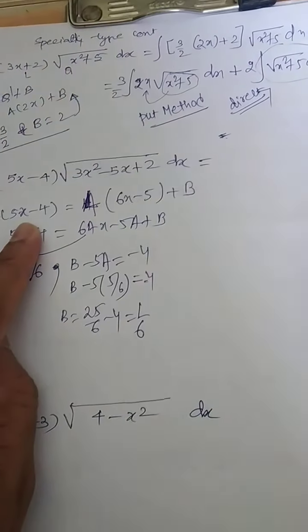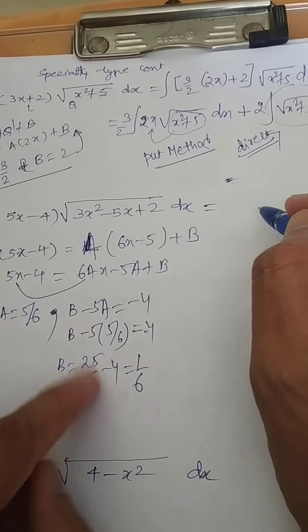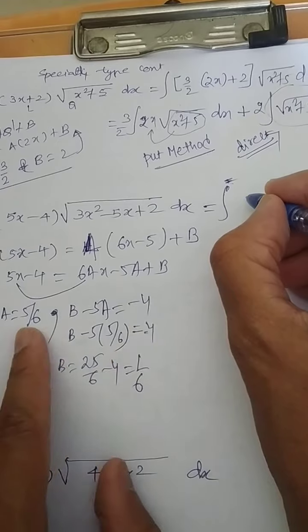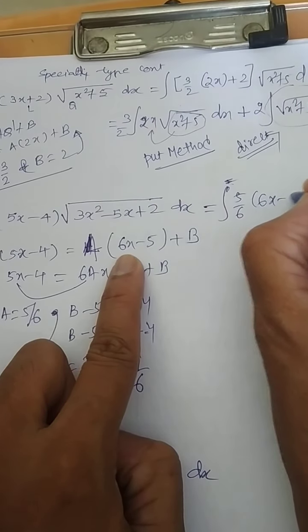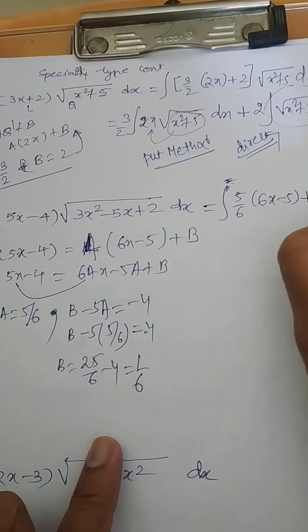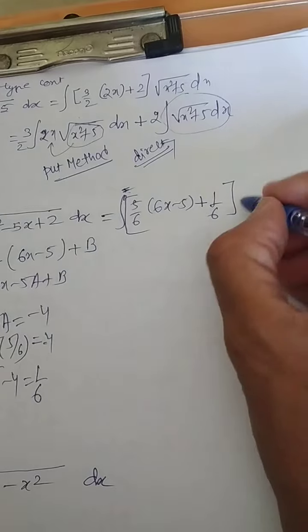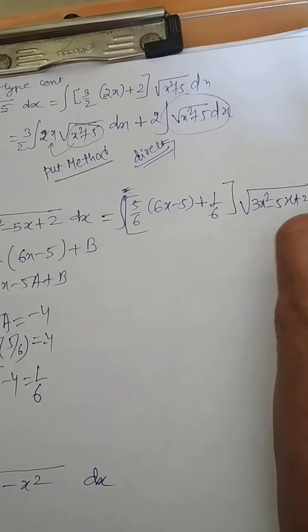So integration will be now, these values are with you. Just keep in mind I am replacing 5x minus 4. It will be a, which means 5 by 6 into 6x minus 5, plus b, which means 1 by 6. This is nothing but your 5x minus 4. Now root of 3x square minus 5x plus 2.